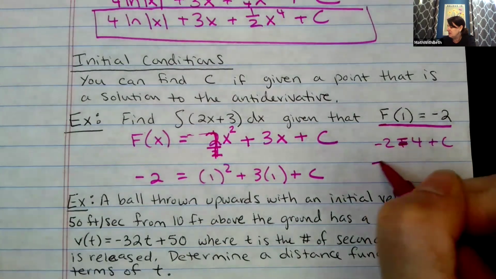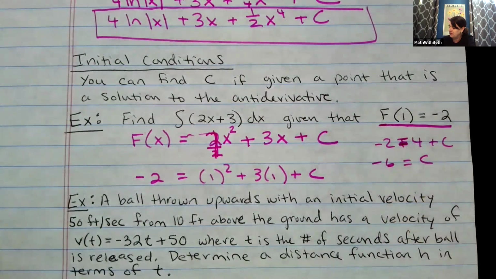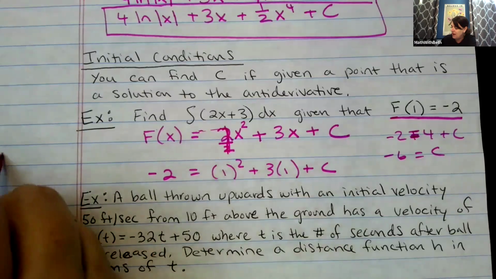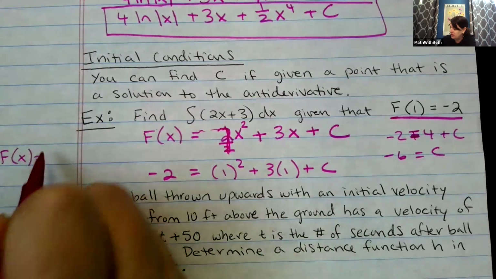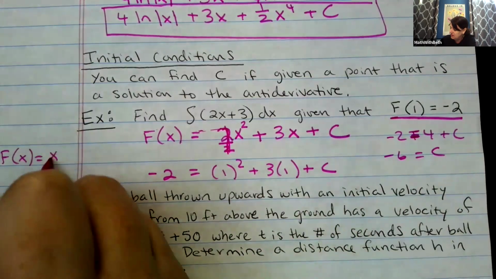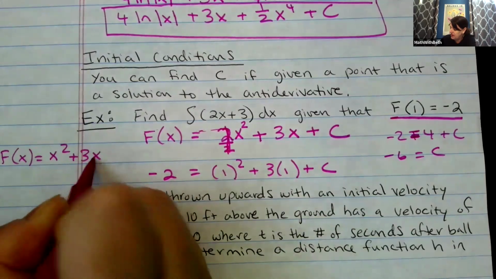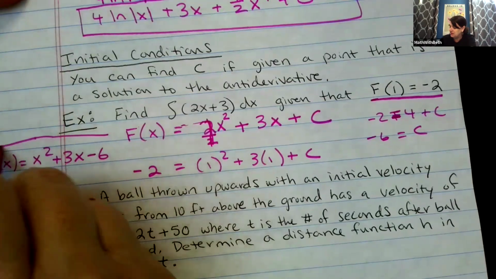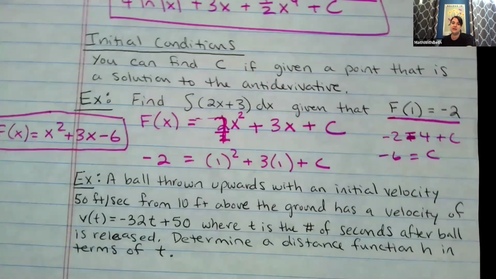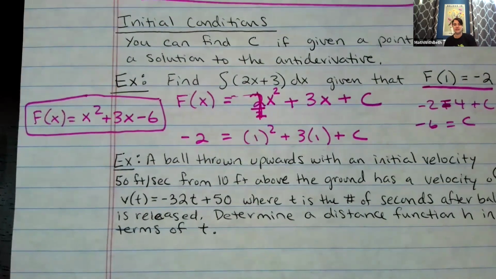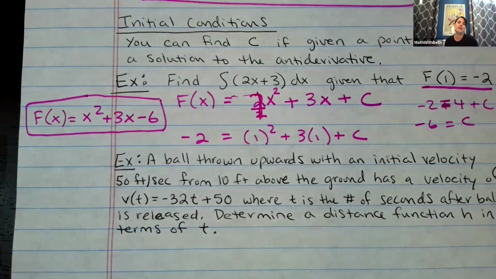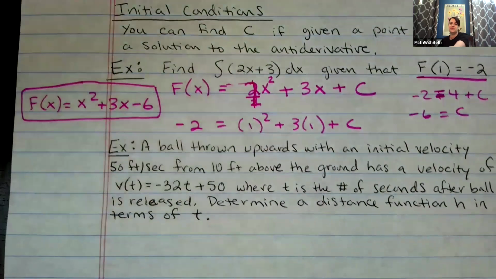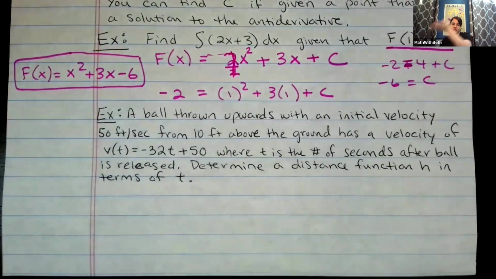And I can subtract the 4 and get -6. So now I have my final equation, including what the c is. So x squared plus 3x minus 6 is the exact equation. I don't have to have a plus c that shows there might be a constant, because now I know exactly what it is. So in this case, they were just specifically asking me to do that. In the next problem, it's going to be a word problem.